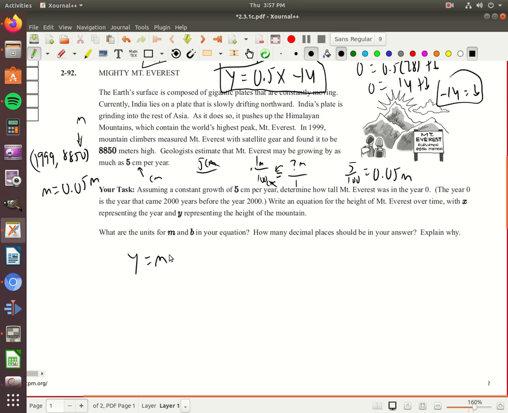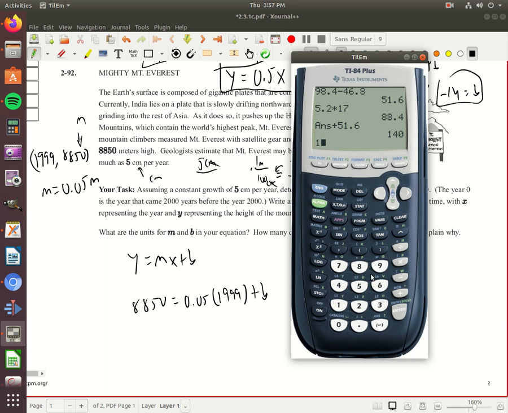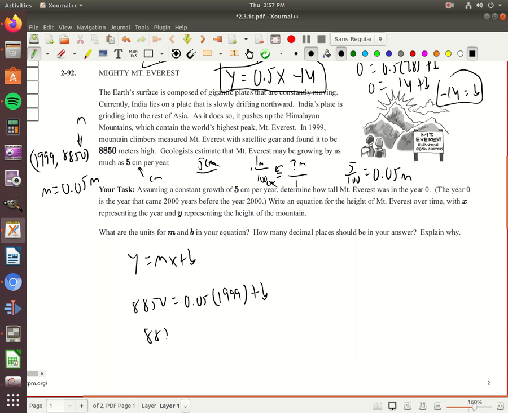So y equals mx plus b. My y is 8,850. My slope is 0.05. My x is 1,999 plus b. So I'll grab my calculator and I will say 1999 times 0.05 is 99.95. So 8850 equals 99.95 plus b. So you can see apparently Mount Everest has grown really close to 100 meters in that time.